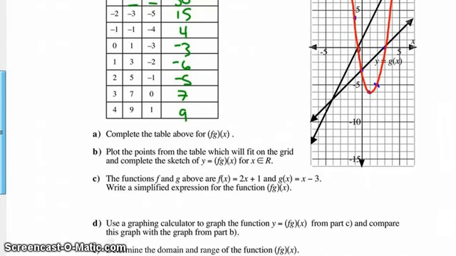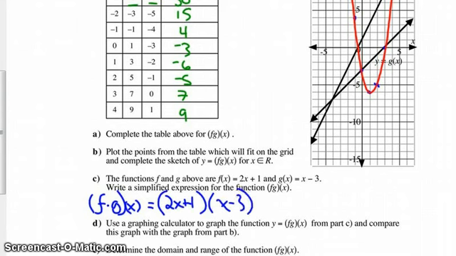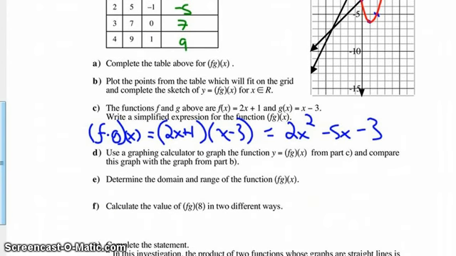The functions f and g are those, so write a simplified expression. Well, f times g at x is simply algebraically 2x plus 1 times x minus 3. And if we simplify that, we clearly get 2x squared minus 6x plus 1x, that's minus 5x, minus 3. And we definitely know that that is a parabola with a y-intercept of minus 3, and for math 20 we would have to complete the square and so on.